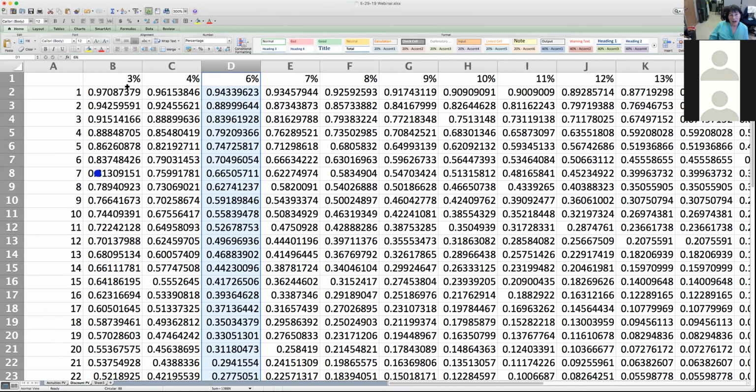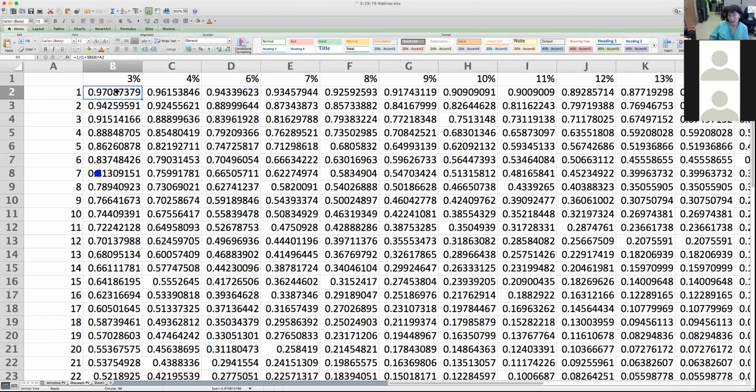So if the discount rate is 3% and you have one time period, then what you're entering in here is basically that formula. So you're actually discounting. So remember, it's 1 divided by 1 plus the interest rate. So 1 plus the interest rate is B.